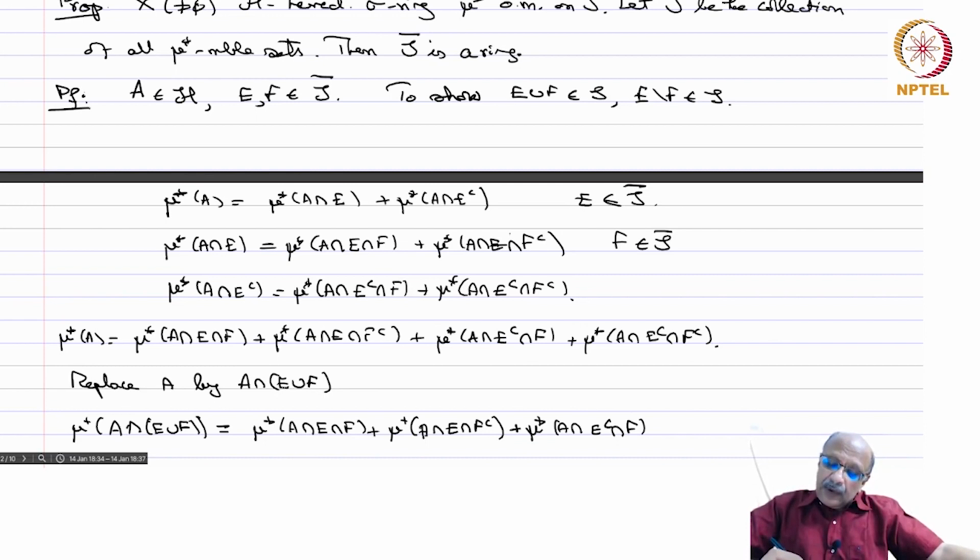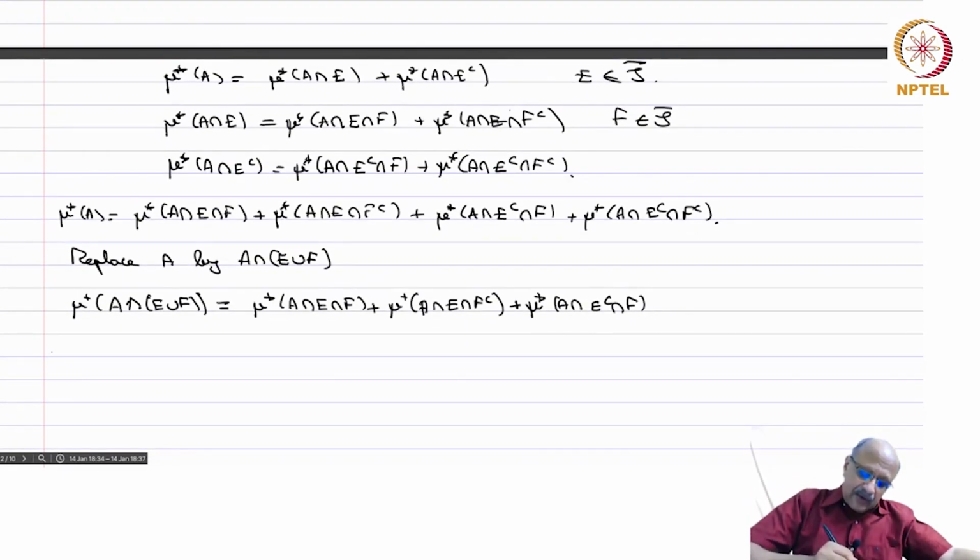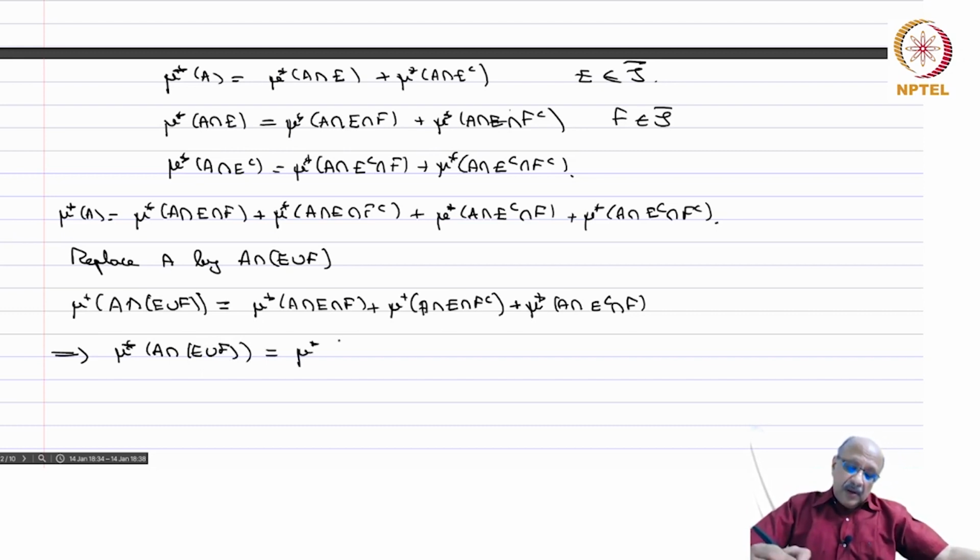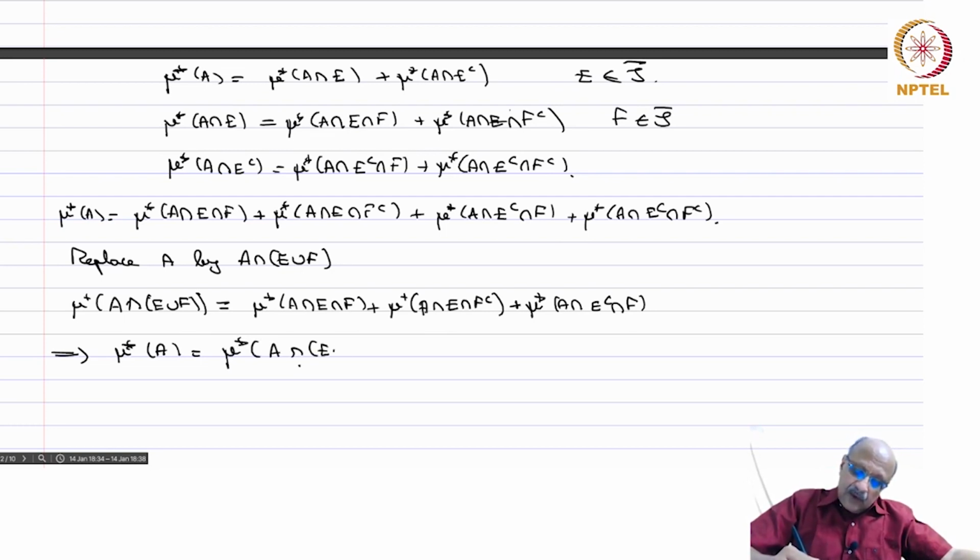For F, but when I put E here, E intersection E complement will give you empty set. So it's just these three terms. Now you see that these three terms here are precisely the first three terms here, and consequently this implies that mu star of A is mu star of A intersection E union F plus mu star of A intersection E complement intersection F complement.